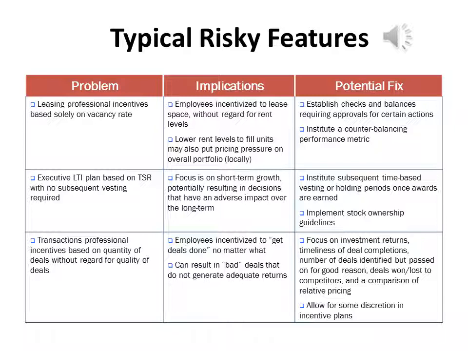Typical risky features. First example is going to be leasing professionals. Most of us have leasing people in-house. A lot of times what's very popular is having an incentive on vacancy rates. Something that says my bonus, whether it's a commission or a traditional bonus, depends on how much I can fill up of my property. Implications. Employees are incentivized to lease space without regard for rent levels.